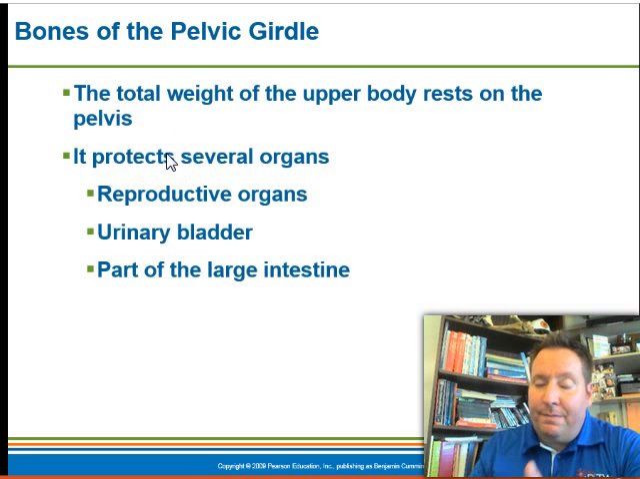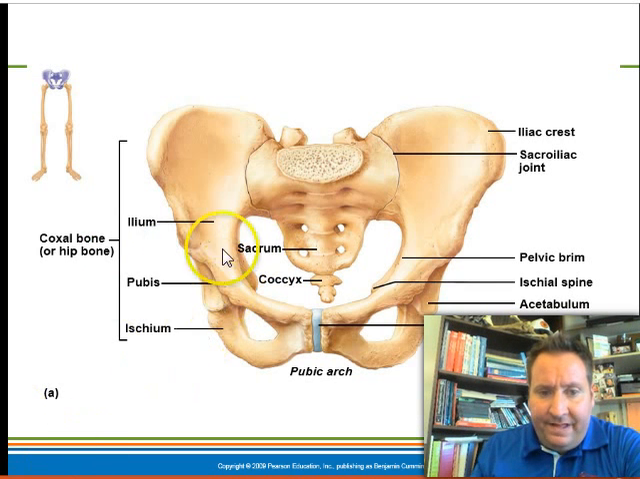Basically, the weight of your upper body is going to rest in this particular area. It also is going to protect your reproductive organs, your urinary bladder, and also parts of your large intestine. This is the coxal bone right here, and I'm going to show you this with a drawing.